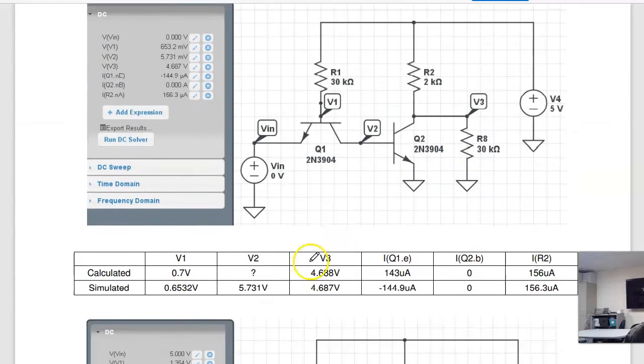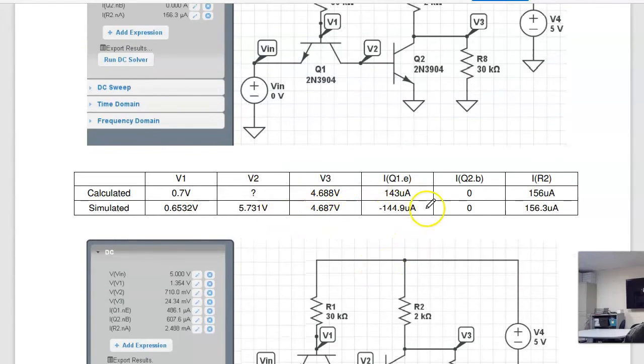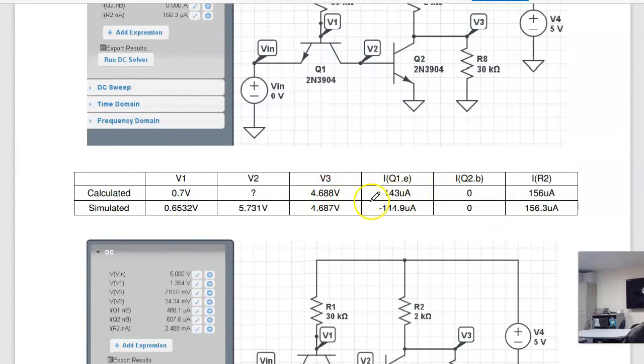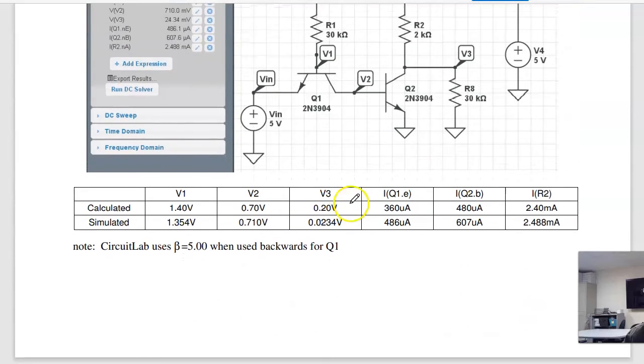Simulate it, and you get pretty much the same answers. When Q2 is turned off, look at B3, I get 4.68 volts. When Q is turned on, I get 0.2 volts, ballpark.